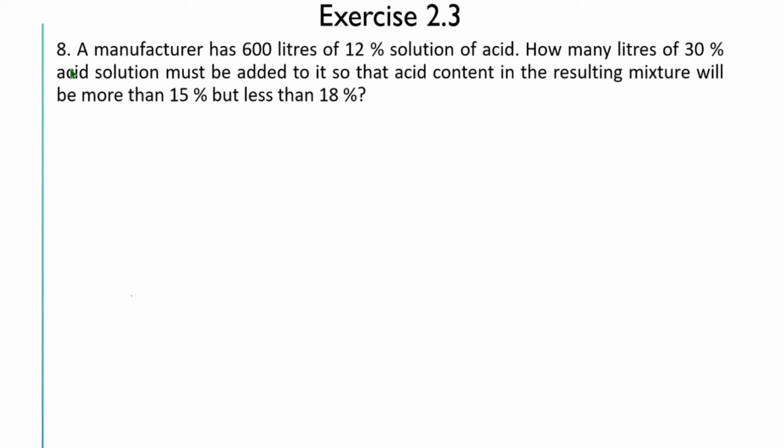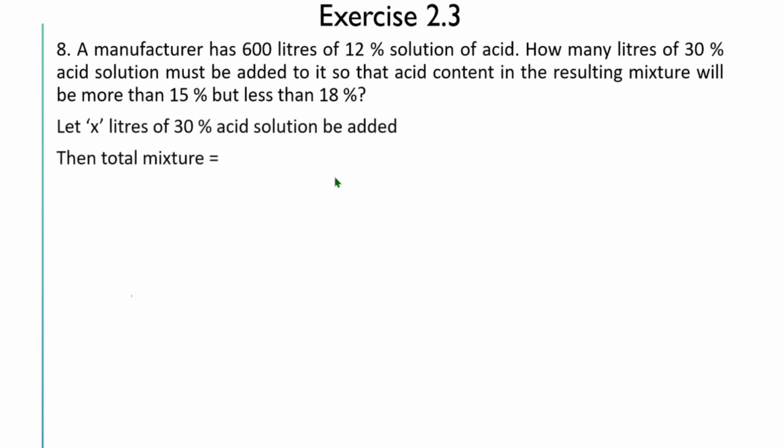Next question. A manufacturer has 600 liters of 12% solution of acid. How many liters of 30% acid solution must be added to it so that the acid content in the resulting mixture will be more than 15% but less than 18%. So the manufacturer is already having 600 liters of 12% solution of acid. We are asked to find the quantity of 30% acid solution which has to be added to this so that in the resulting mixture the acid content will be between 15% and 18%.